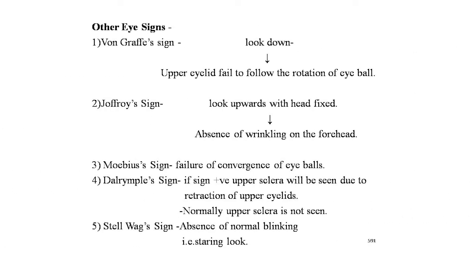Other signs: first is von Graefe's sign. When the patient is asked to look down, the upper eyelid fails to follow the rotation of the eyeball and thus lags behind. Second is Joffroy's sign. When the patient is asked to look upwards with the head fixed, there is absence of wrinkling on the forehead. Third is Moebius sign, failure of convergence of the eyeballs. Fourth is Dalrymple's sign. Normally the upper sclera is not seen, but when the sign is positive, the upper sclera is seen due to retraction of the upper eyelid. Next is Stellwag's sign, absence of normal blinking, the staring look.